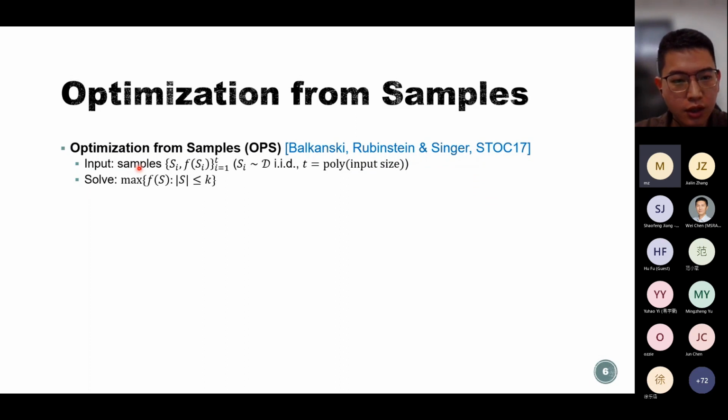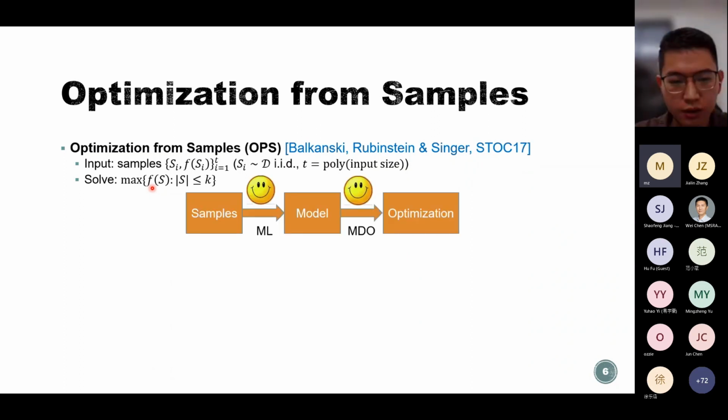In this model, the input is a set of samples (S_i, f(S_i)). Here, S_i is drawn i.i.d. from some distribution, and the number of samples t should be polynomial in the input size. Based on these samples, one needs to solve the optimization problem. For example, in the maximum coverage problem, this f should be the coverage function, but in the influence maximization problem, this f should be the influence function sigma. But the key point is that we only have samples to optimize this problem.